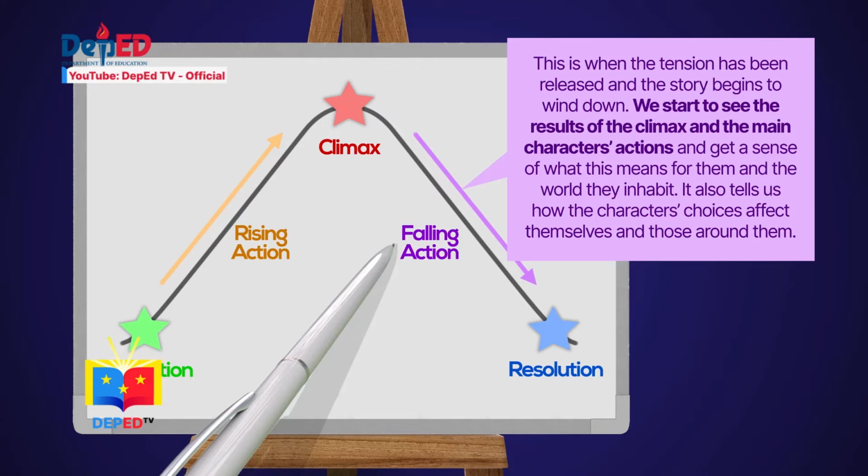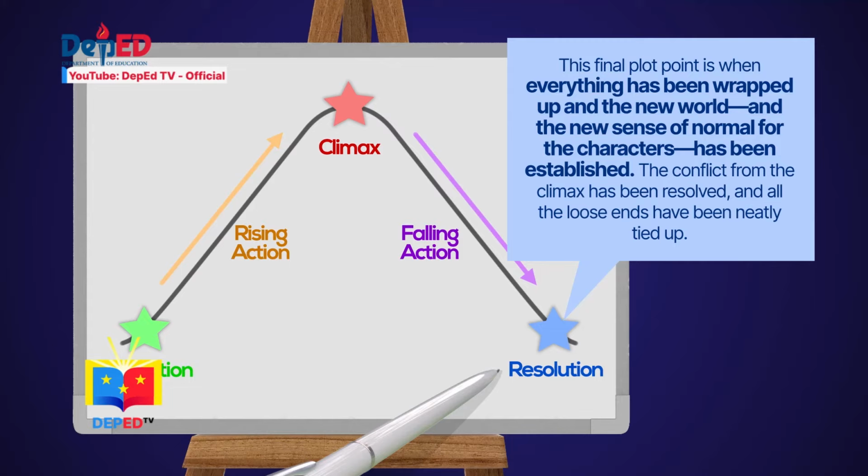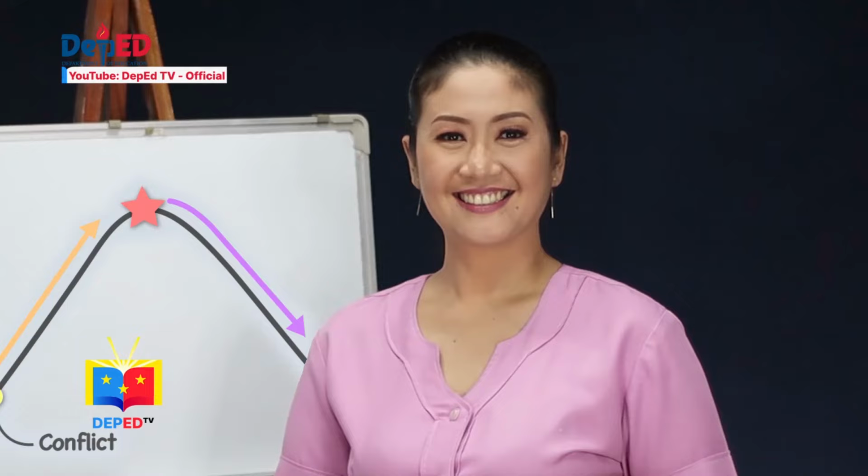And last but not least, we have the resolution or denouement. This final plot point is when everything has been wrapped up, and the new world and the new sense of normal for the characters has been established. The conflict from the climax has been resolved, and all the loose ends have been neatly tied up.